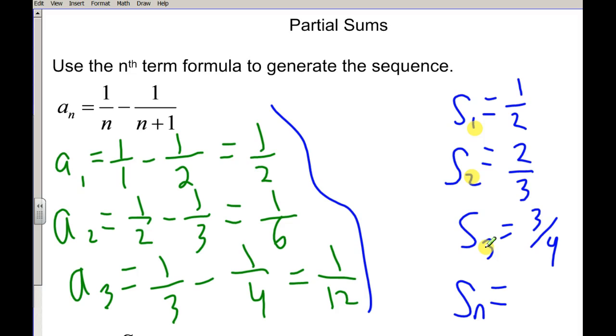So it looks like to me every time that the numerator tends to match that. So I think the numerator is just basically n here. When s is 3, the numerator is 3. When s is 2, the numerator is 2. When s is 1, the numerator is 1. And the denominator seems very similar as well. When s is 1, the denominator is 2. When s is 2, the denominator is 3, and so forth. So I think this would be our formula, n over n plus 1. And again, I just identified a pattern. In this case, the pattern came from the partial sums.